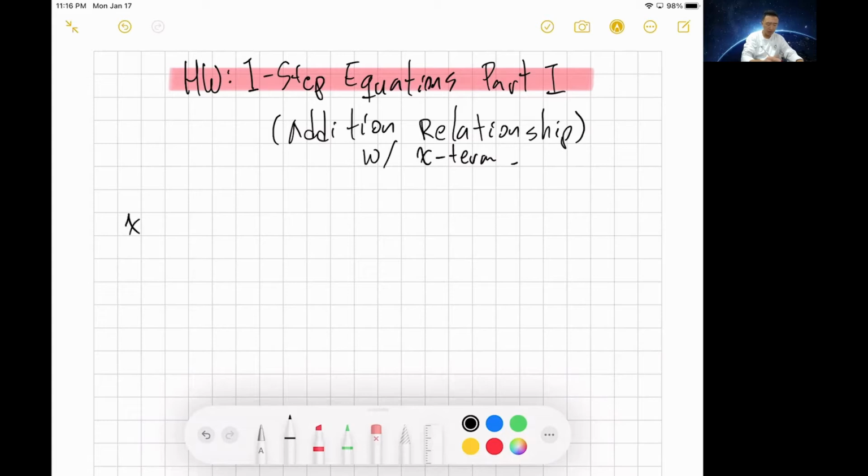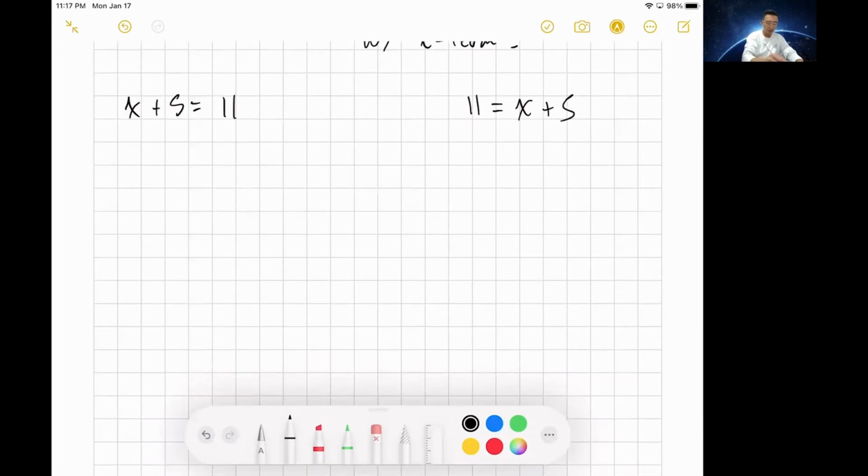For example, you got x plus 5 equals 11. The x could be on the other side: 11 equals x plus 5. That's okay. These two mean the exact same thing. You could also have the x and the 5 switched. You could have 5 plus x equals 11, or you could have 11 equals 5 plus x. All of these are exactly the same.